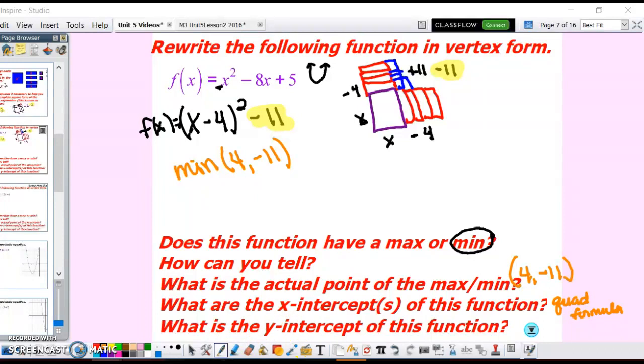The y-intercept, the easiest way to find the y-intercept is actually just to use this standard form, and right there would be our y-intercept. So that would be at the coordinate 0, 5. Note how each type of form, whether factored or quadratic formula, or the standard form or the vertex form, gives us all these things a little bit quicker if we have all those forms.